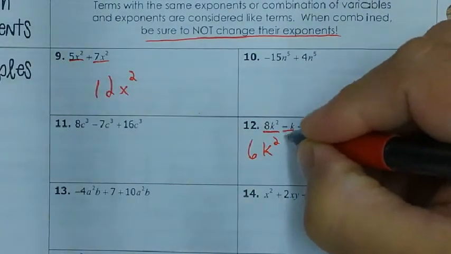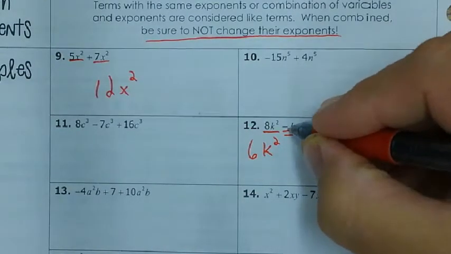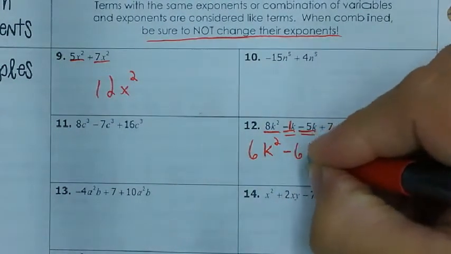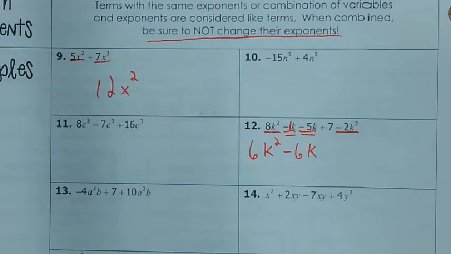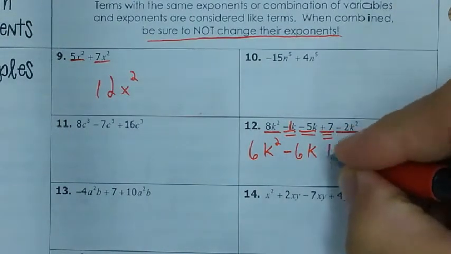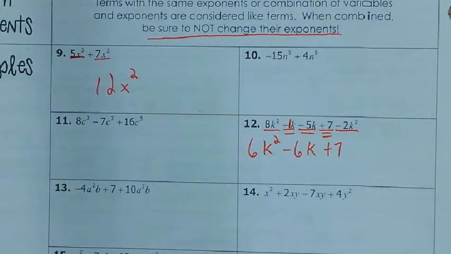And then we have negative k minus 5k. Think of this as negative 1. What's negative 1 minus 5? Negative 6k. And then this 7 is all by itself. So all we do is bring down the 7. So plus 7. And that's our answer. So notice the lines make it much easier.